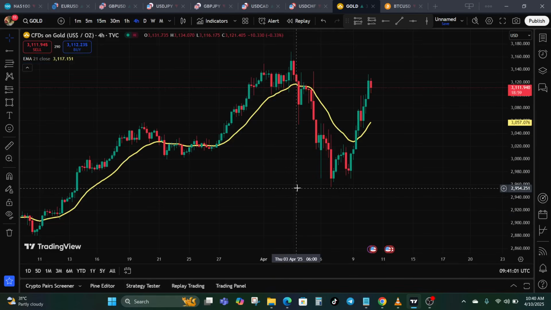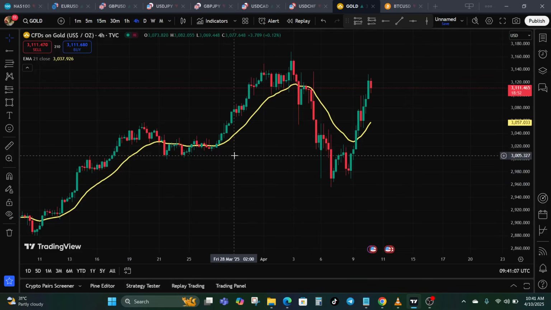So now the 21 EMA, or exponential moving average, is a dynamic line that reacts faster than longer EMAs, but it is still smooth enough to filter out market noise. It gives you a quick visual reference to determine the direction of the trend and identify high quality trade setups.